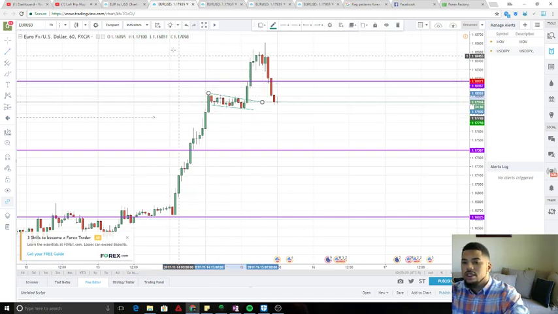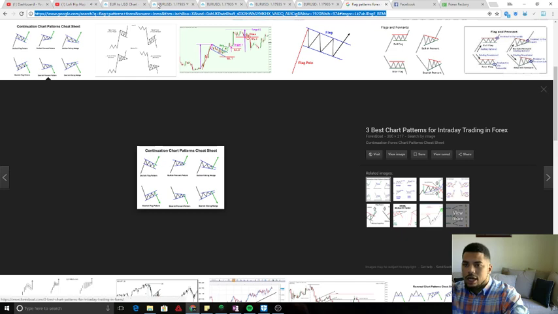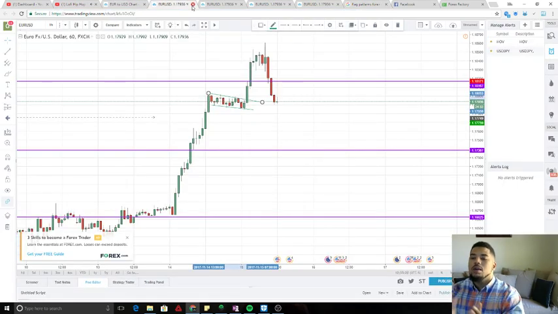Cool. So as you can see, what do we have here? We have an exact flag pattern. Look at that. Look at this, guys. Bam, right there, you can be a step closer to being a better trader or becoming a trader. So we identify what are breakouts, and we can look for continuations.